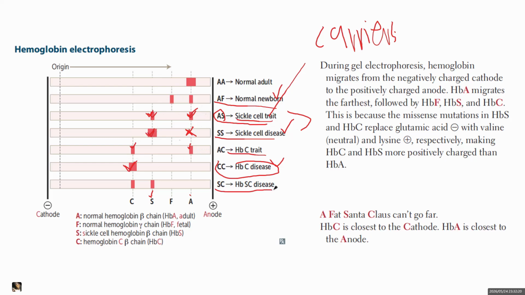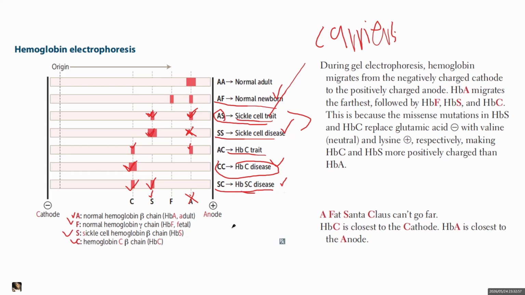Then we have SC: absence of A, but presence of both the C and S bands. This is a disease state and no longer the trait or carrier state. Clinically, HbSC can be significant and may cause sickling-related problems, although often the severity differs from classic HbSS disease. So if you see no HbA but both S and C, that is the disease, hemoglobin SC. Here you can find the different interpretations.